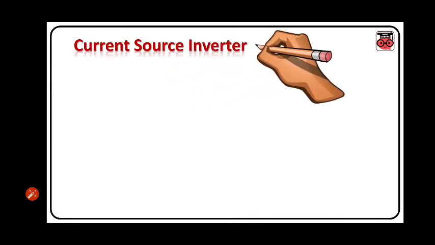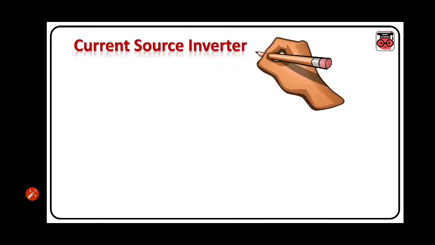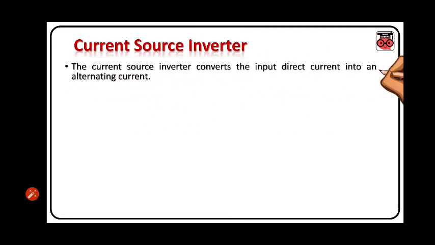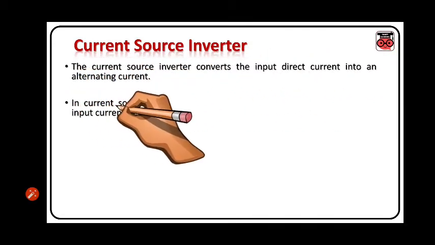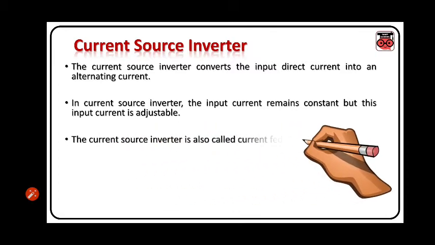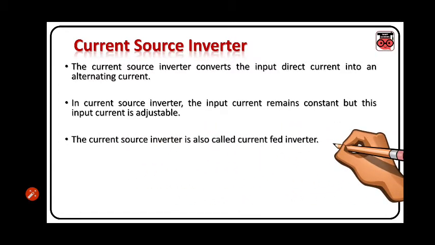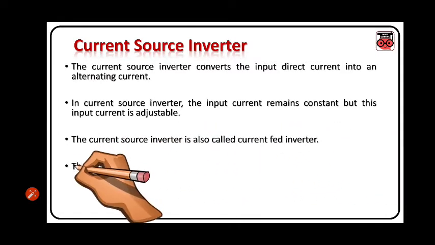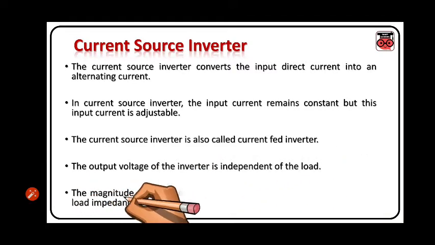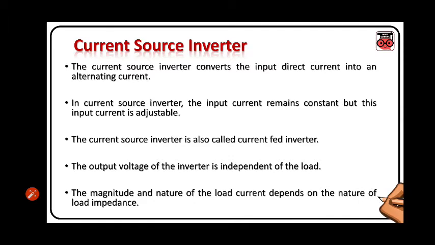In this session, we are going to discuss the current source inverter (CSI). The current source inverter converts the input direct current into an alternating current. In a current source inverter, the input current remains constant, but this input current is adjustable. The current source inverter is also called a current fed inverter. The output voltage of the inverter is independent of the load. The magnitude and nature of the load current depend on the nature of the load impedance.